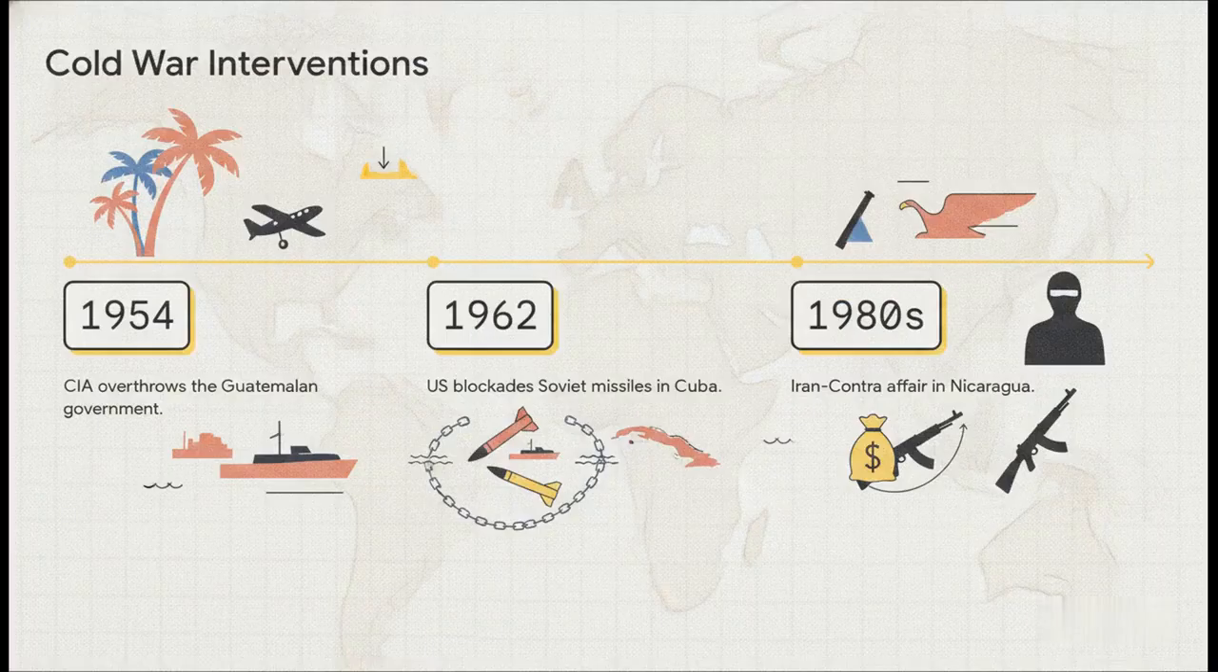This rationale led directly to some of the most highly charged interventions in modern history. In 1954, the CIA helped overthrow the Guatemalan government. In 1962, the entire world held its breath during the Cuban Missile Crisis, where President John F. Kennedy actually explicitly cited the Monroe Doctrine to justify blockading Soviet missiles in Cuba. And then in the 1980s, during the Iran-Contra affair in Nicaragua, CIA Director Robert Gates vigorously defended covert operations by arguing that stopping the intervention would mean totally abandoning the Monroe Doctrine. By this point, that 1823 policy had literally become the ultimate Cold War blank check.